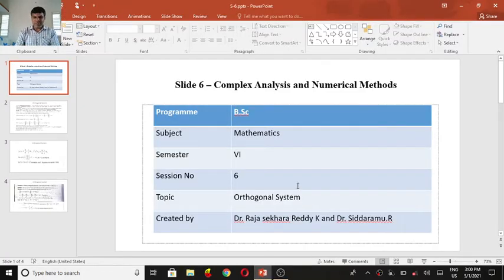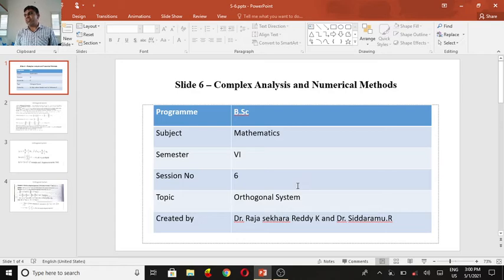We come to this session 6. Session 6 is an orthogonal system. Define orthogonality: two curves are said to be orthogonal to each other when they intersect at right angles at their point of intersection. So if the angle at the point of intersection of two curves is 90 degrees, they are said to be orthogonal.